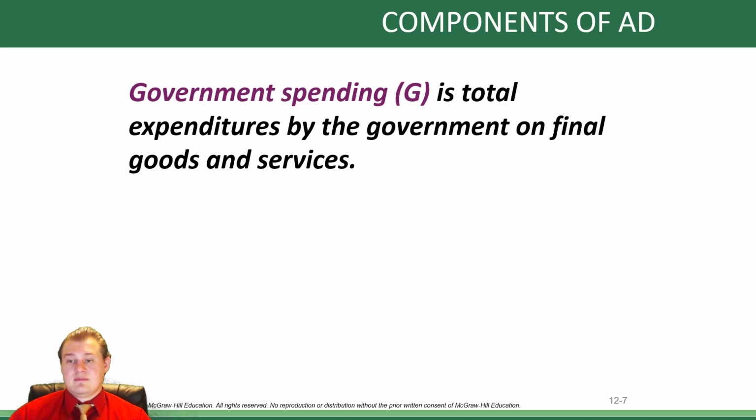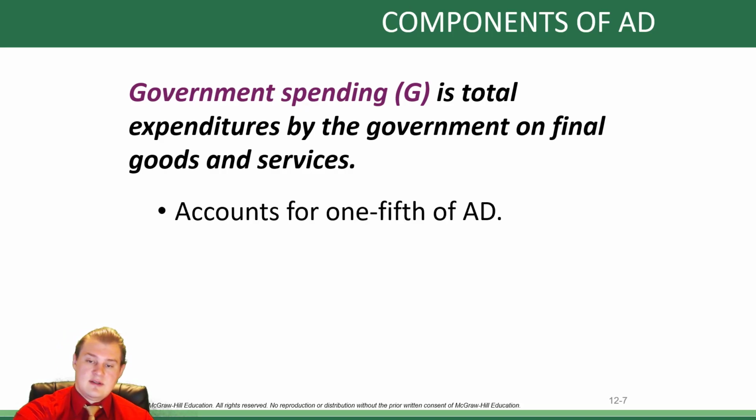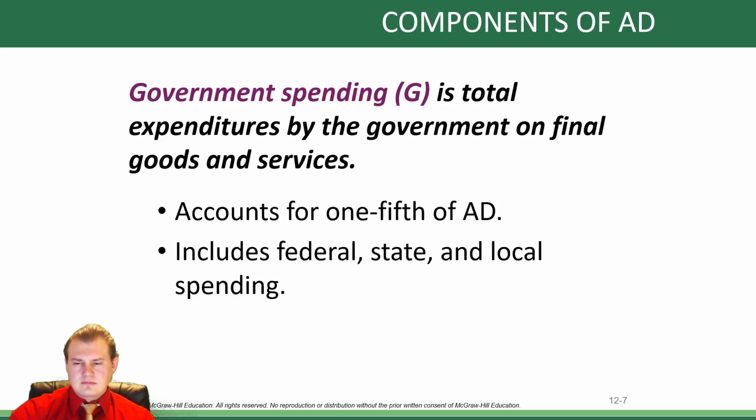Government spending. Okay, so it's final goods and services. It's 1/5, so about 20%. It's federal, state, and local, so it's not just the national government. It's the state and local government, so all levels of government within the U.S.